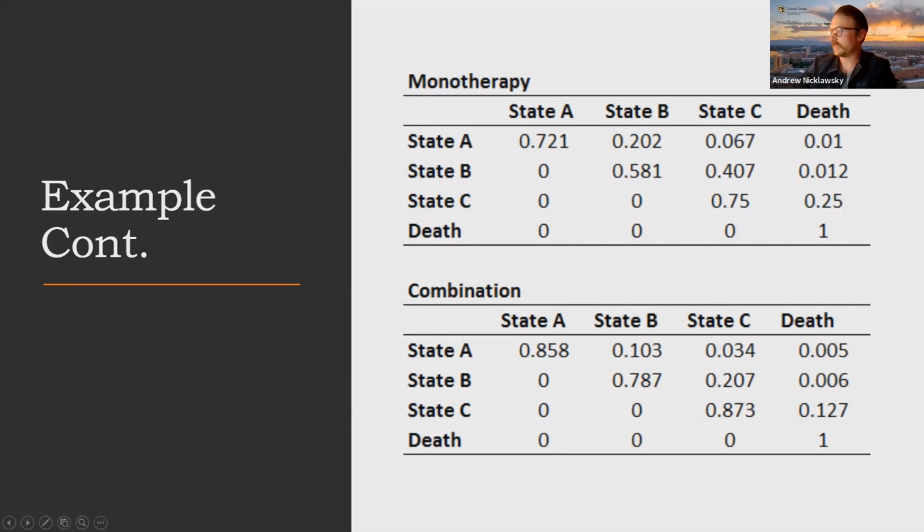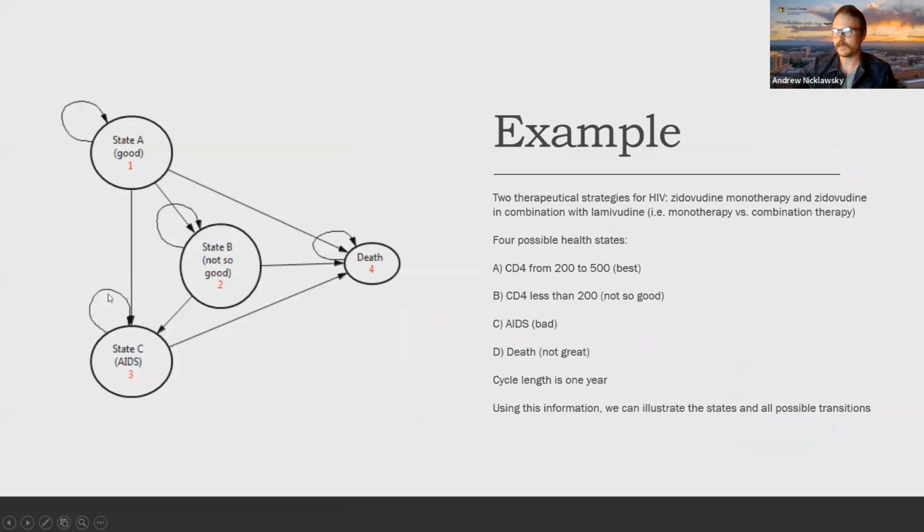So now that we have that visualization, we can give numbers to those different transitions. So for instance, in monotherapy, our probability of staying in that state is 0.75, whereas our probability of transitioning from state C to death is 0.25. So I just gave the number for this and the number for this.